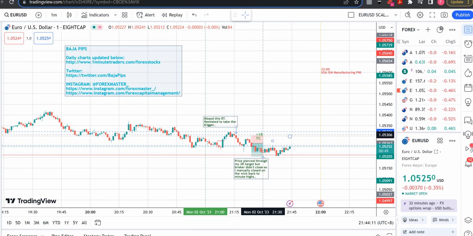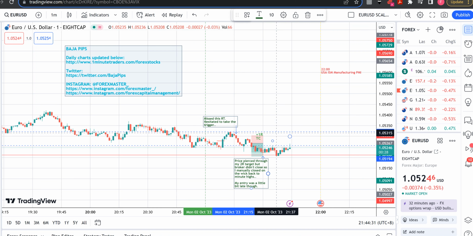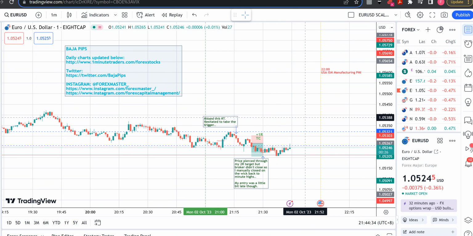I was a little late to this trade as well, so maybe I could have gotten out a little bit sooner. Entry was a little, just so I can look over these notes over the weekend. My entry was a little bit late.